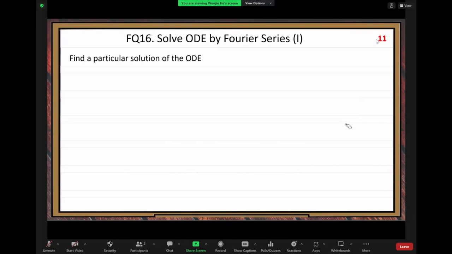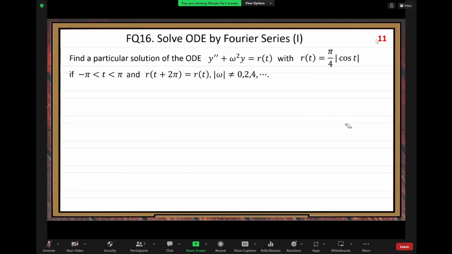Let me show you the question. Find a particular solution of the ODE. R function here given by pi over 4, absolute value of cosine of t if t between negative pi and pi. And then we do 2 pi periodic extension. And the absolute value of omega is not even numbers. Yeah, that's the question.